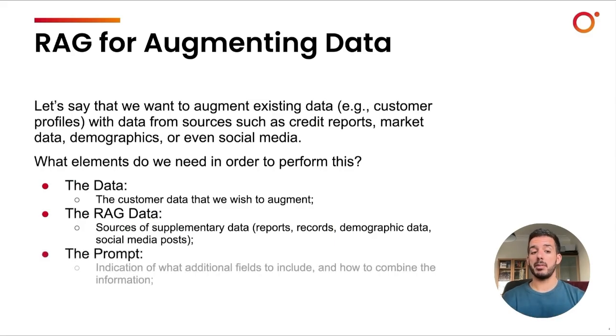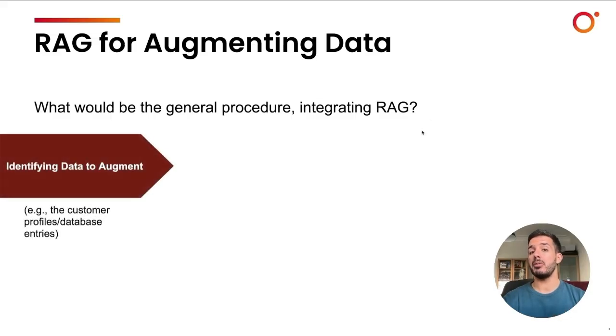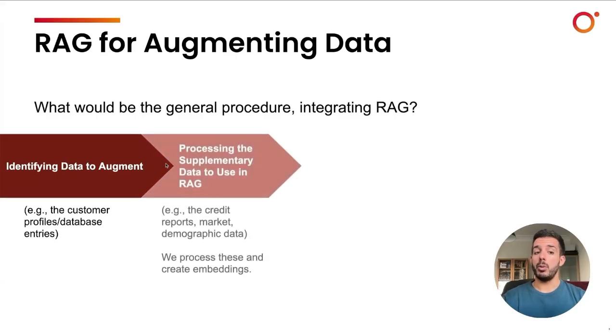And the prompt could be something like an indication of what additional fields to include and how to combine the information to generate those additional data. So what would be our general procedure to integrate RAG into this pipeline? Well, we would start by identifying the data to augment, right? In this case, the customer profiles or database entries that we want additional information for. Then we process the supplementary data to use in RAG. You know this by heart by now, right? So the credit reports, the market data, the demographics, and so on. We take them, we convert them to text, we create the embeddings, we index those embeddings. So pre-processing and creating embeddings as mentioned.